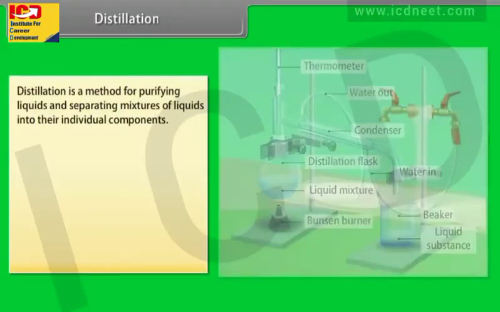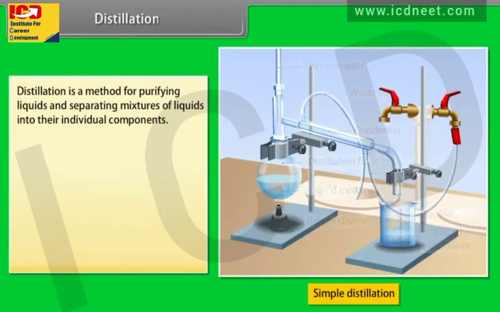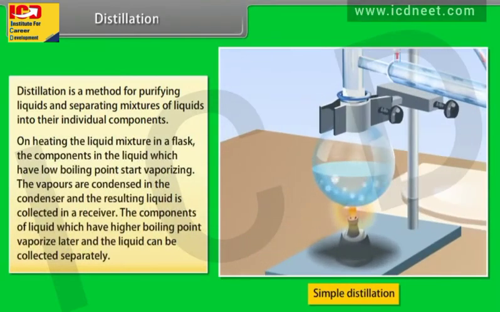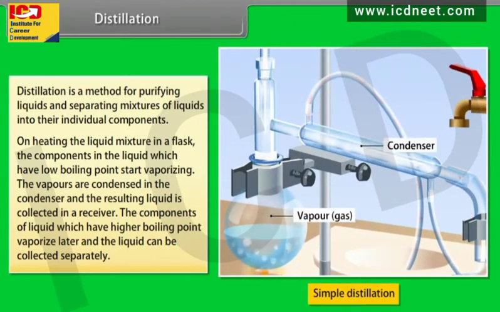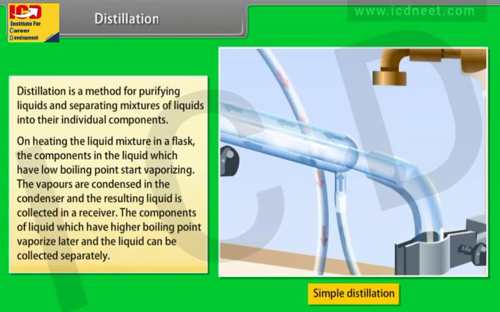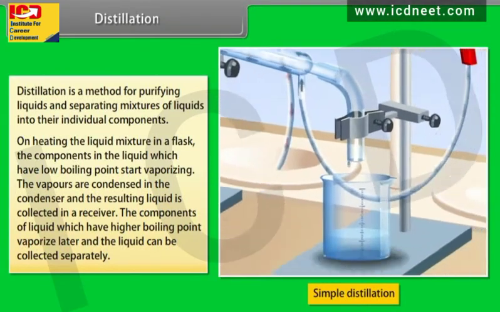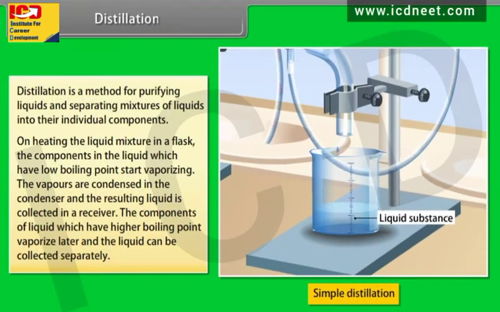Distillation. Distillation is a method for purifying liquids and separating mixtures of liquids into their individual components. On heating the liquid mixture in a flask, the components in the liquid which have low boiling point start vaporizing. The vapors are condensed in the condenser and the resulting liquid is collected in a receiver. The components of liquid which have higher boiling point vaporize later and the liquid can be collected separately.